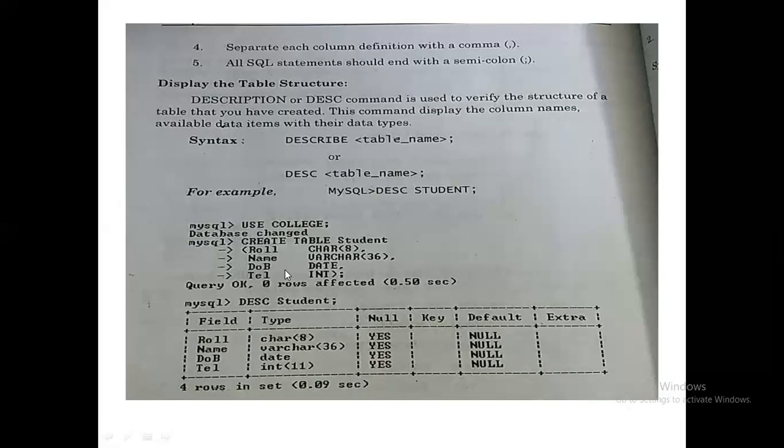Then after executing, I have to see whether the table is created properly or not. I want to see, so we have to write the syntax DESC student. So student is the table. These are the fields I created: roll number, name, date of birth, telephone number. The type is showing character, varchar, date, integer. So these are the field types. The value has not been given yet, that is why it is showing null yes, and default also. So this is the student table created.